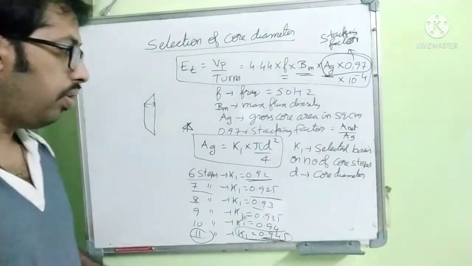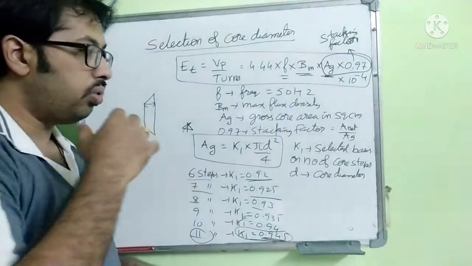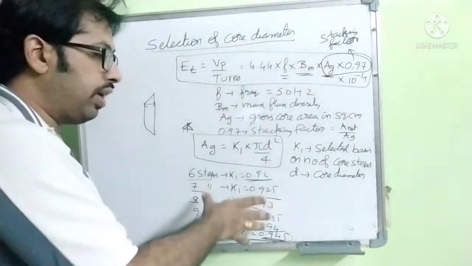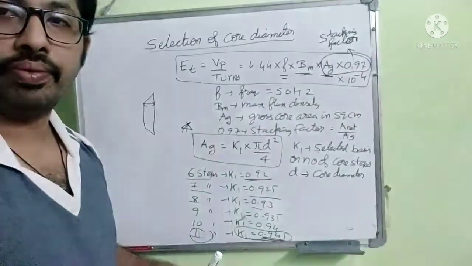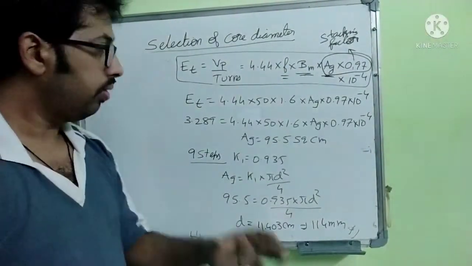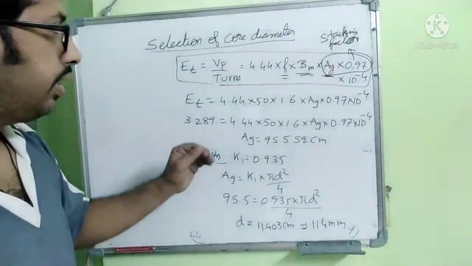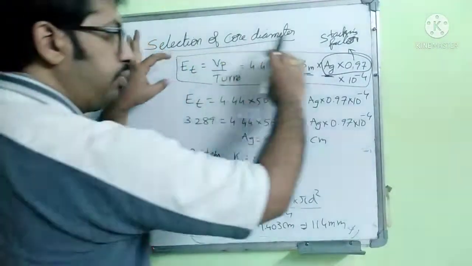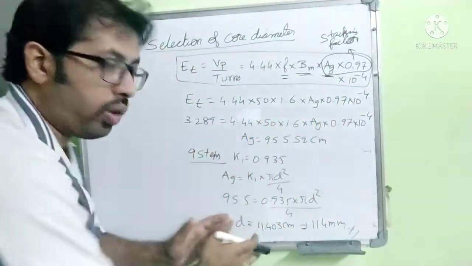Okay. Now next we will see how to design the 100 kVA. We will put the actual values and we will try to find the core diameter. Now we are taking the 100 kVA transformer. What are the things we know? And we are using this EMF per turn. From this only we are trying to get the core diameter.